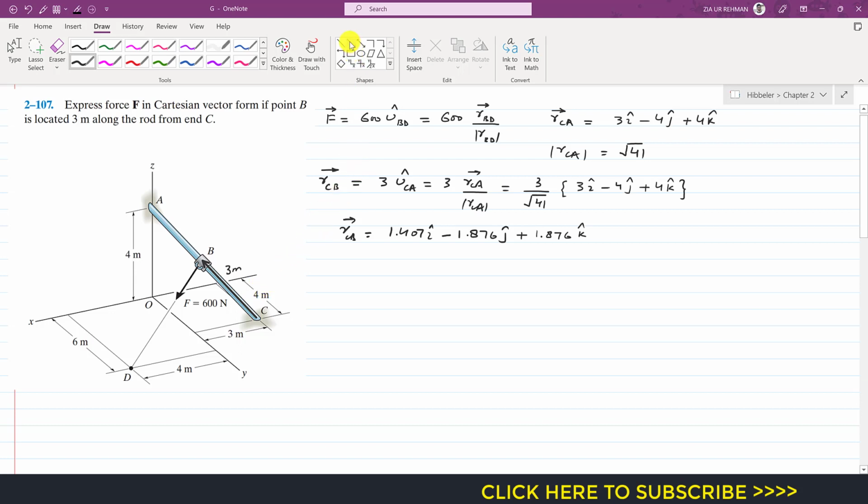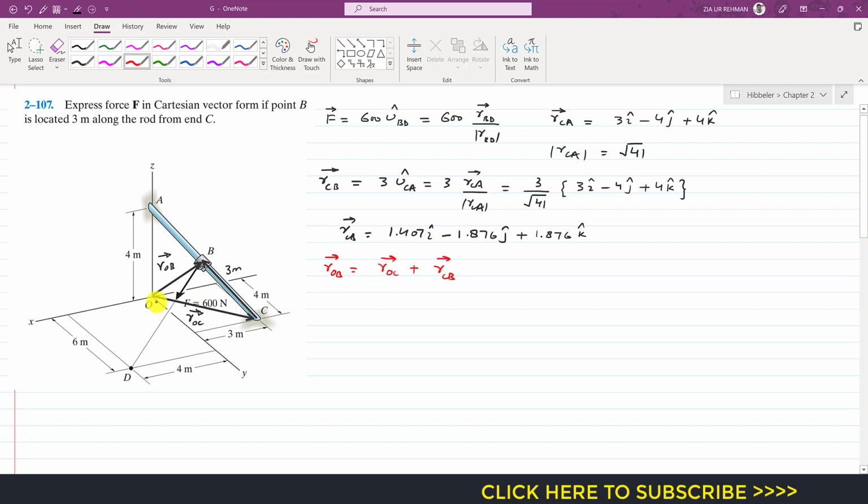So now we can draw two vectors, so this will be ROC. So ROC plus RCB by head to tail rule will be equal to ROB. So we can find this ROB, right? So we can write that the ROB position vector will be equal to ROC plus RCB. So we can find this ROC.